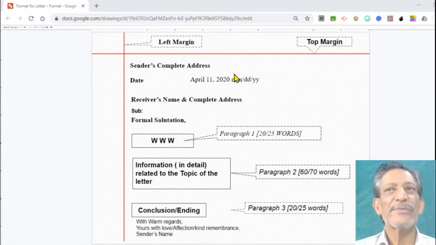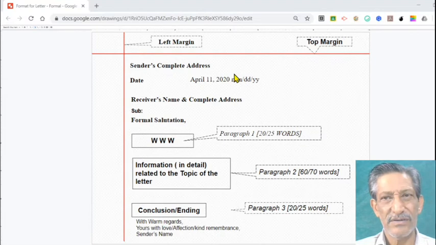Generally, pin codes of Mumbai begin with 400, and every state has its own. We do not need to go into that. This is how I would write an invitation.